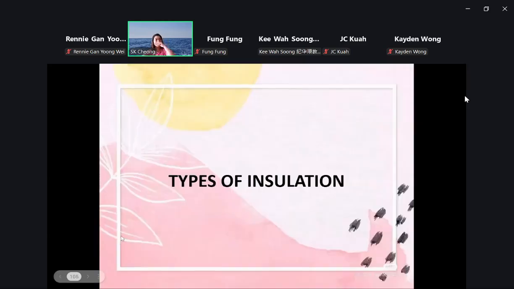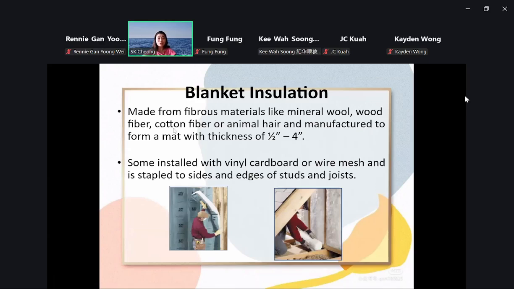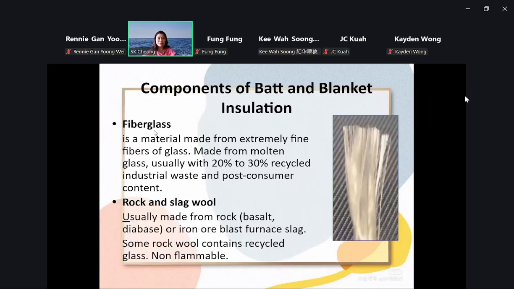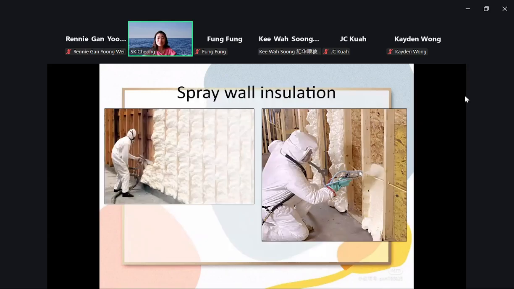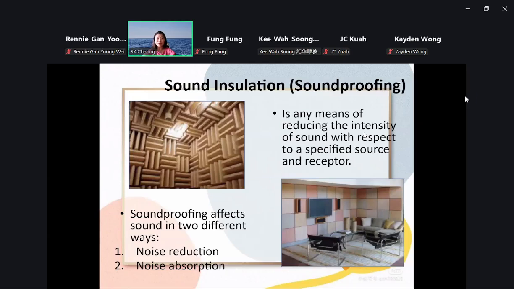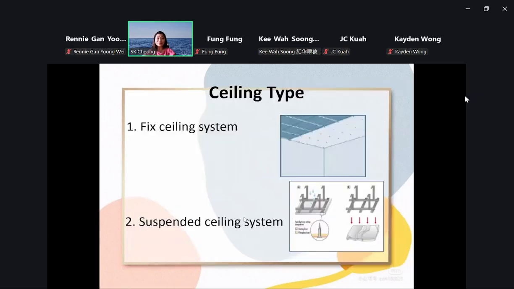Then the types of insulation, of course, must be the blanket insulation. There are so many types of insulation. Blanket, and this is called batts. All this fiberglass, wool. All types of insulation on top consist of aluminum foil, soundproofing.